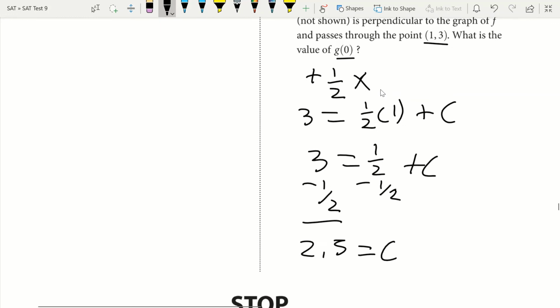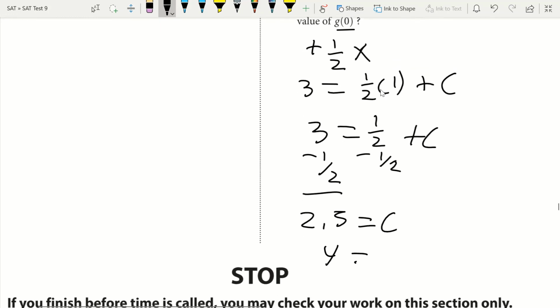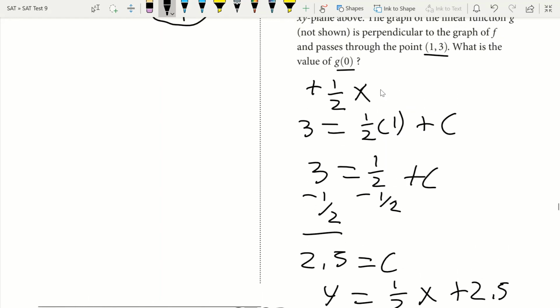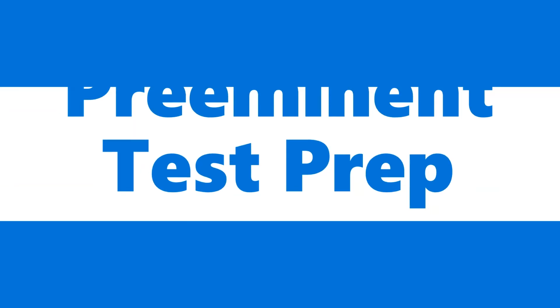So now that we know our constant, I'll go ahead and show you our equation we finally have here. We have y is equal to 1/2 x plus our constant of 2.5. If we plug in that 0 for x like it asks at that value of g of 0, we know that we will have 0 times 1/2, which is 0, which means that y will equal 2.5. So our answer there will be 2.5.